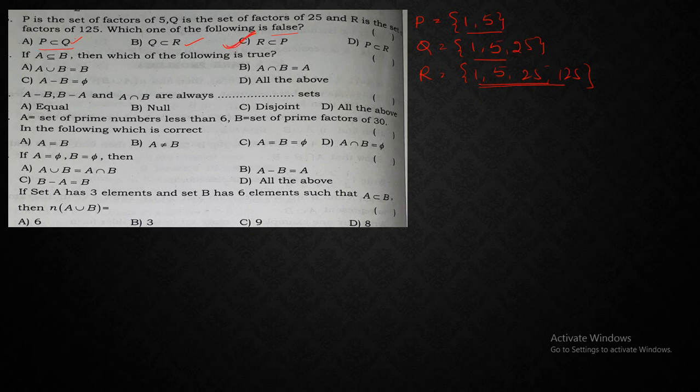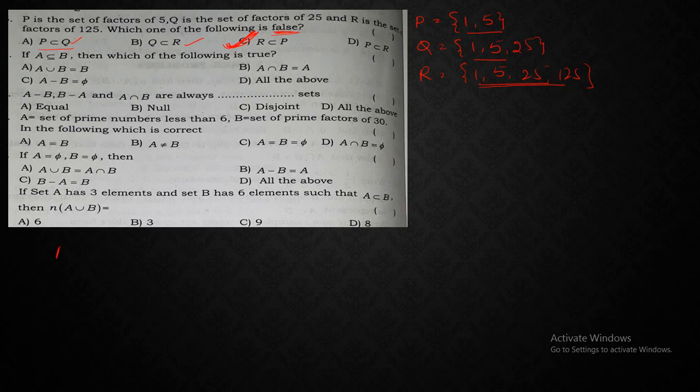Next, P is a subset of R. So clearly option C is my answer, because he is asking for the false statement. Next, if A is a subset of B, then which of the following is true?